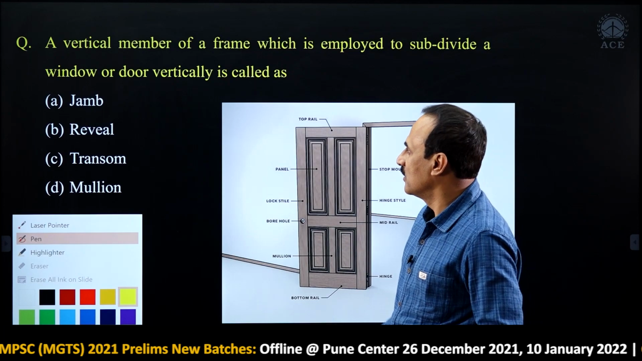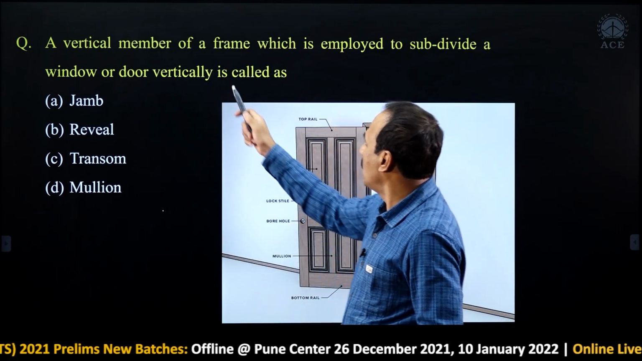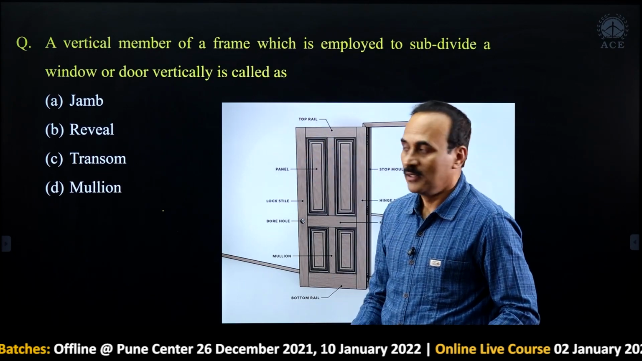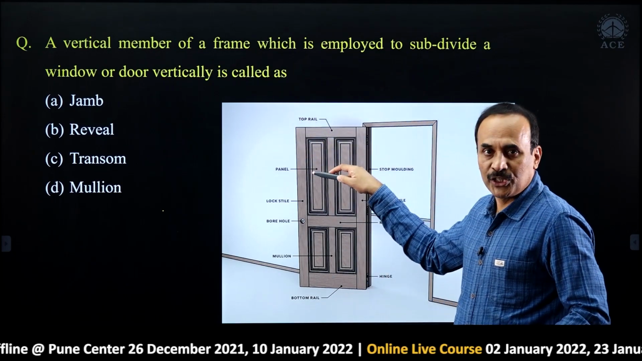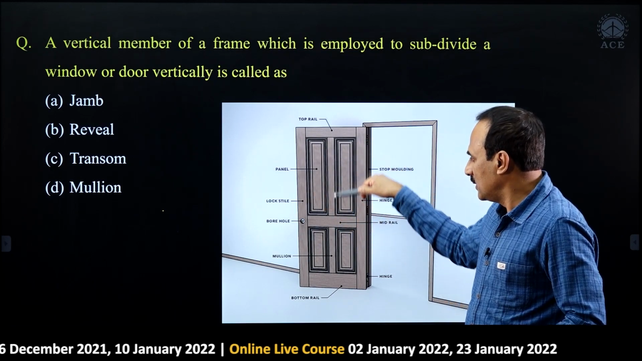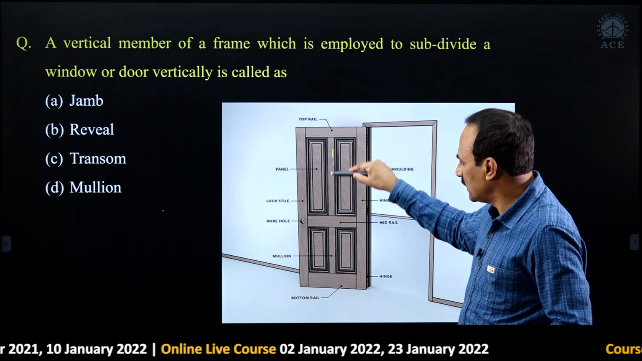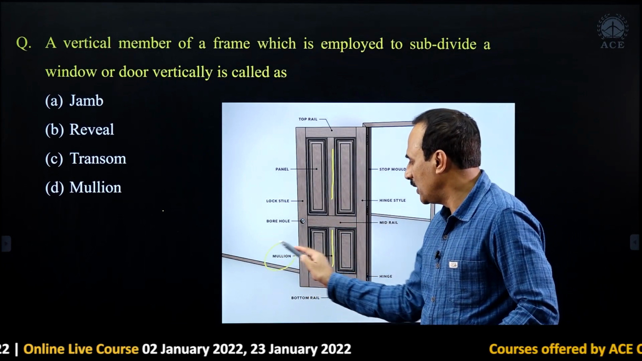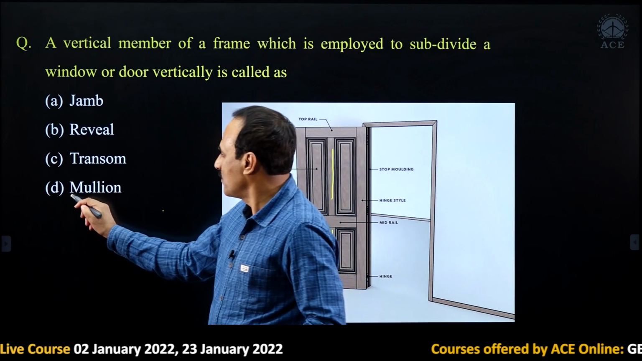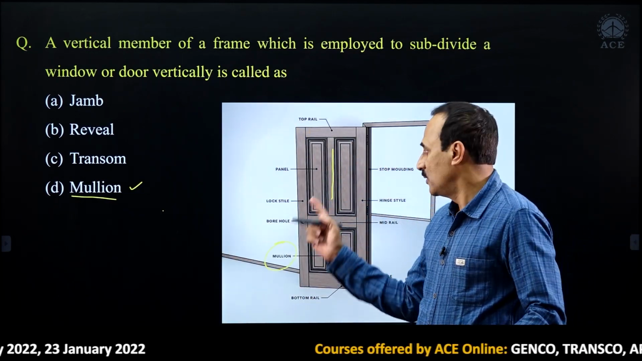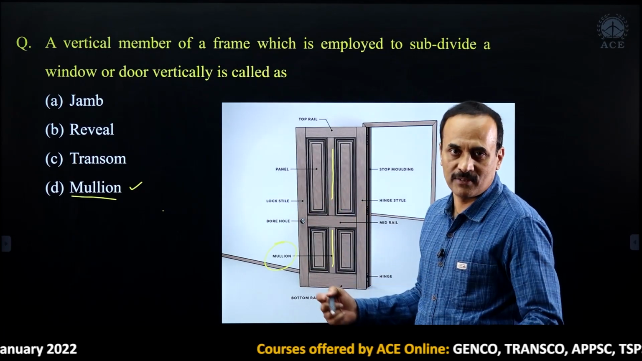You see this question. The vertical member of a frame which is employed to subdivide a window or a door. So this is the door shutter frame. Left panel, right panel. This is the central part which is subdividing the door into two parts. What is that called? Mullion. Mullion is the central part which subdivides the door shutter or frame into two parts.